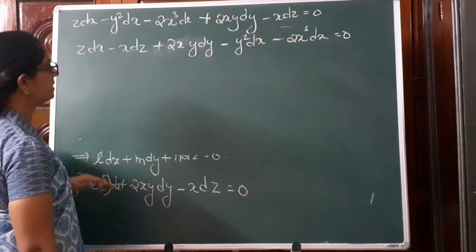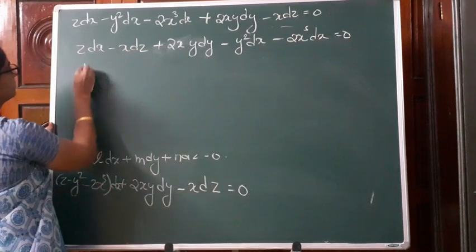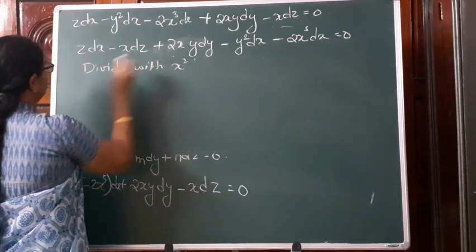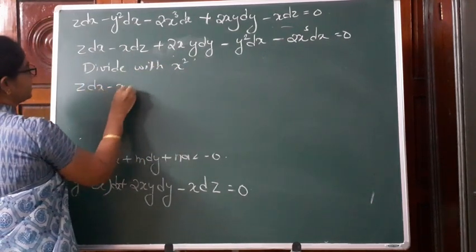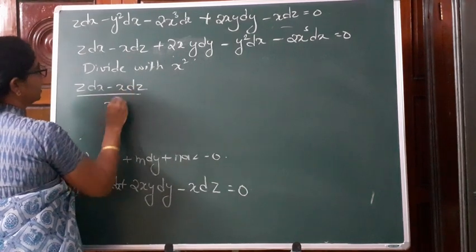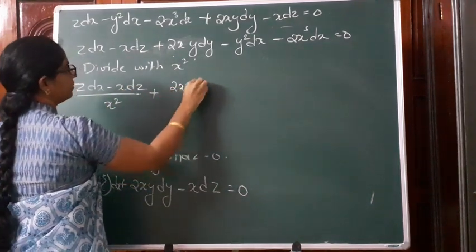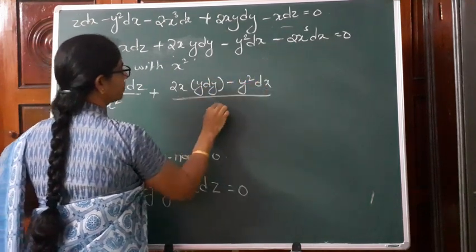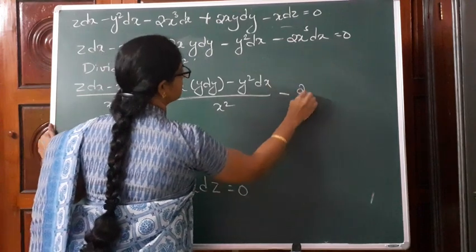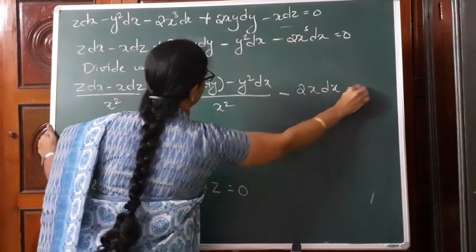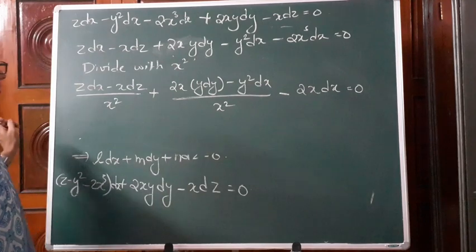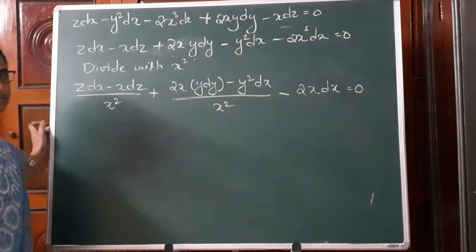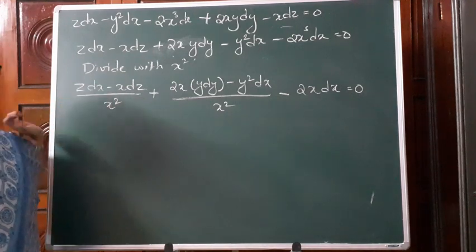So now what we do is we divide with x square. So we get z dx minus x dz by x square plus 2x into y dy minus y square into dx by x square minus 2x cube by x square, which is 2x dx, is equal to 0. So I divided with x square. If you remember the integrating factor, here x square is the integrating factor to make it a derivative of some function.